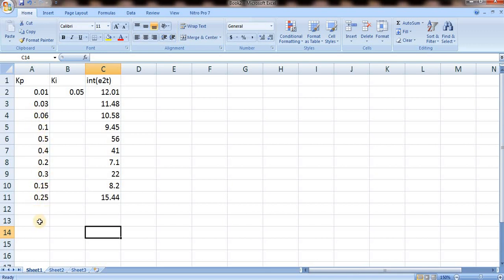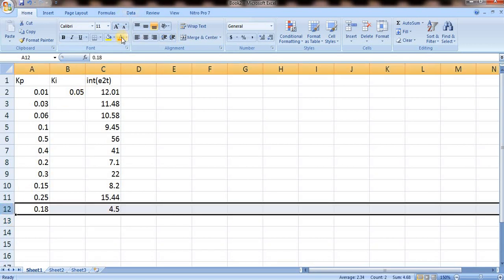Like this you have to follow. Let us assume for 0.18 maybe you are getting the best value. Let us assume it is coming like 4.5 or something. Let us assume, because it is a time-taking process. So if you are getting the best value for 0.18 for the Kp, then note it down.